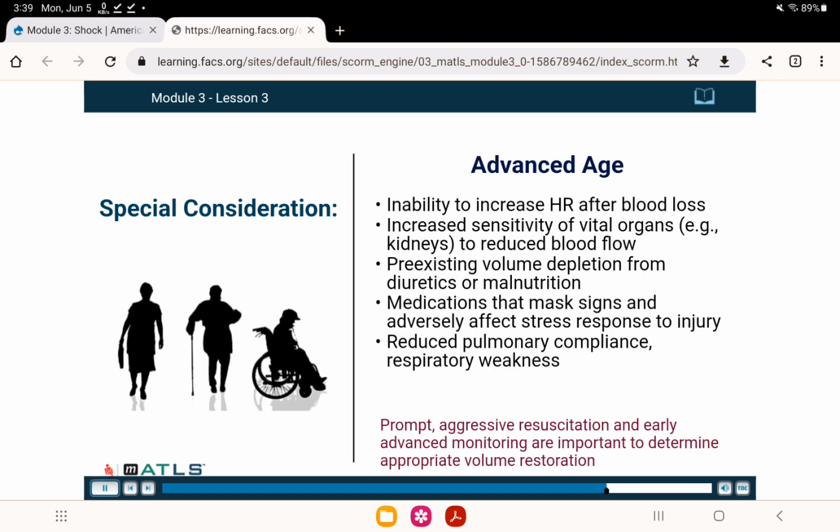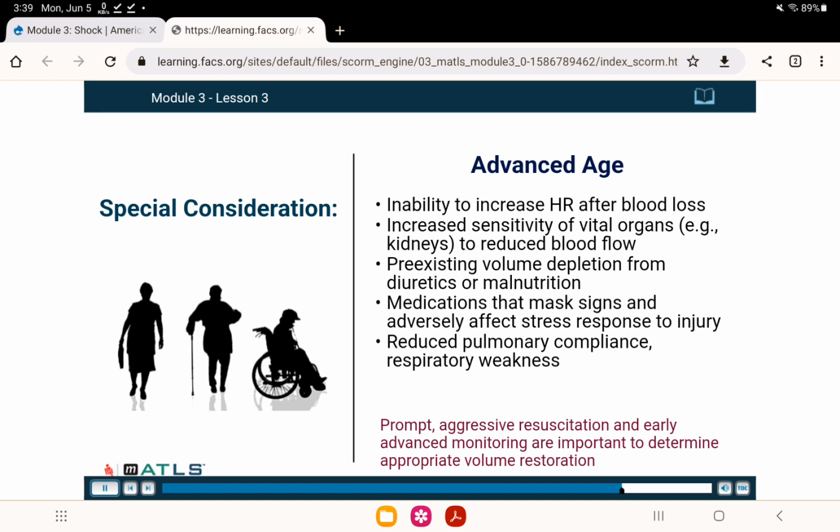Several of the physiologic changes with aging affect the older trauma patient's response to shock and its treatment. These include poor tolerance to hypotension secondary to blood loss, pre-existing volume depletion, medication use that can mask signs and adversely affect the stress response to trauma, and reduced pulmonary compliance and general weakness of the respiratory muscles, limiting their ability to meet increased demands for gas exchange imposed by injury. For all of these reasons, the mortality and morbidity rates increase directly with age.